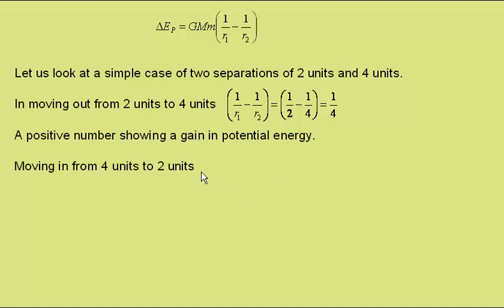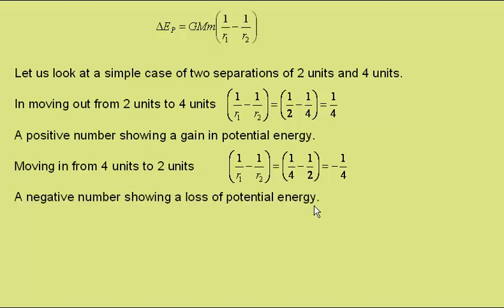Moving in from 4 units to 2 units, we get this becoming a quarter minus a half, which is equal to minus a quarter. This is a negative number, showing a loss of potential energy as the bodies move together.